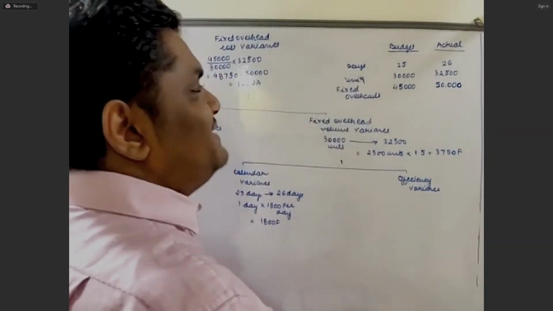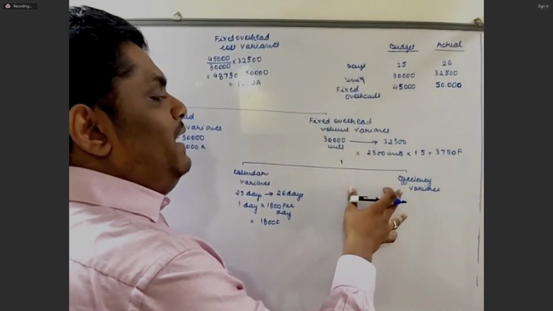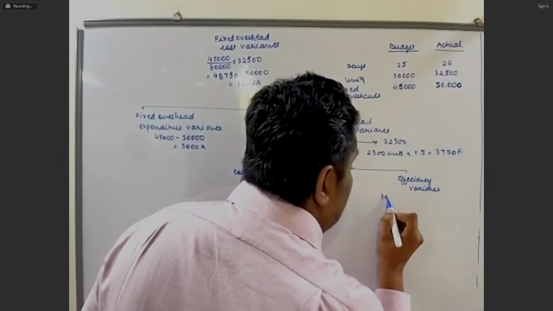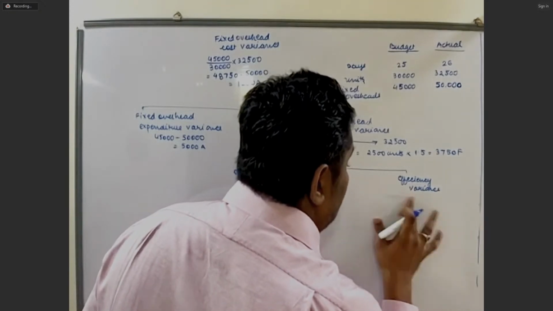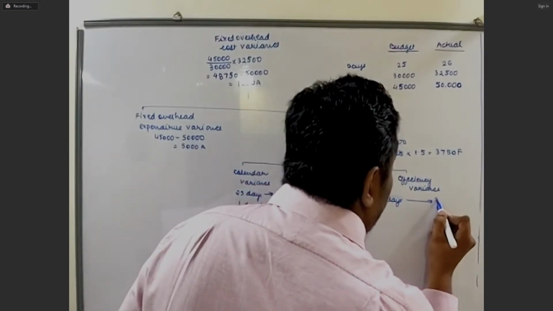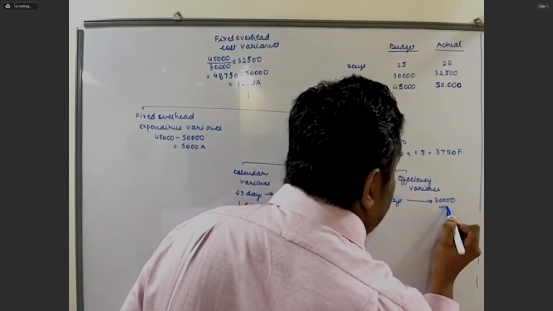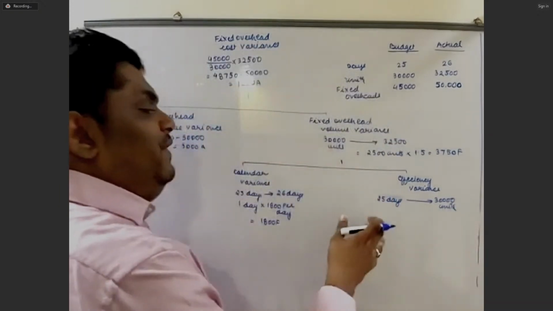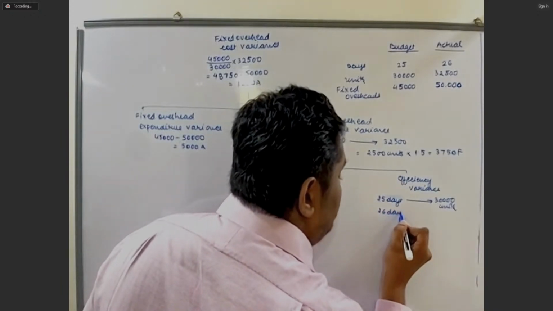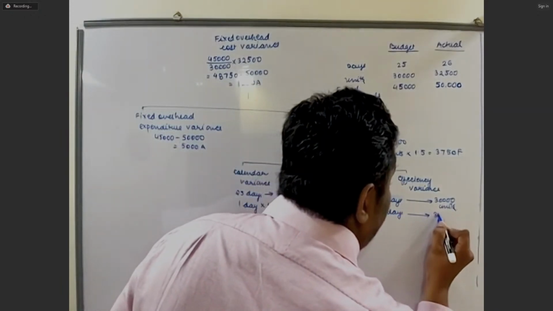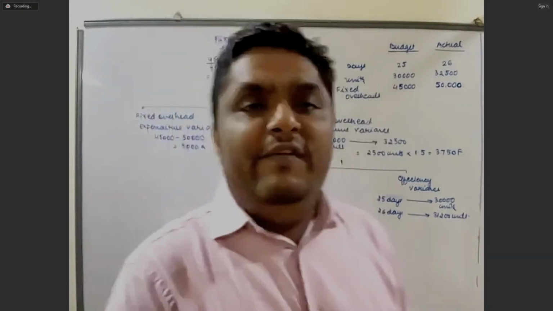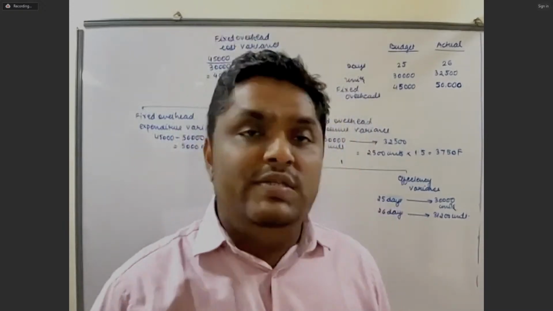Now herein hours are not given. So we will calculate the efficiency variance using days. That is 25 days, 30,000 units. Therefore, in 26 days, how many units? 31,200 units. So in 25 days, we should have manufactured 30,000 units.